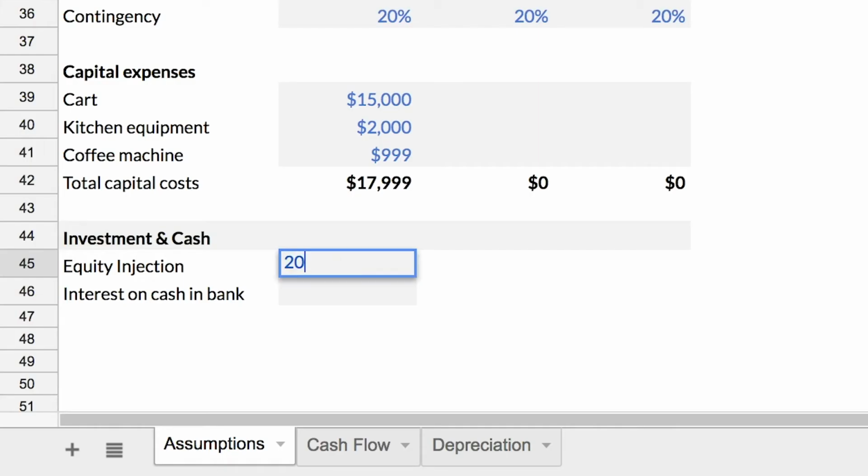Okay, let's talk about investment and interest. We're going to put two things in our assumption spreadsheet. Our equity investment is $20,000, and we're going to put an average interest rate on our cash in the bank of 2.5%.